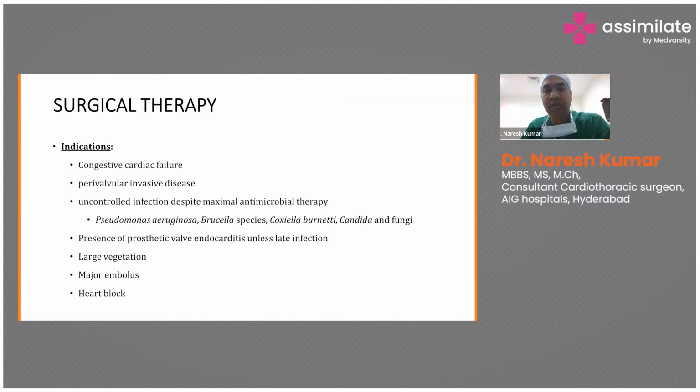And a patient presenting with heart block, new onset heart block or new onset murmur. Heart block means the patient has started having perivalvular invasive disease involving the conduction system of the heart. So we have to intervene and do source control.